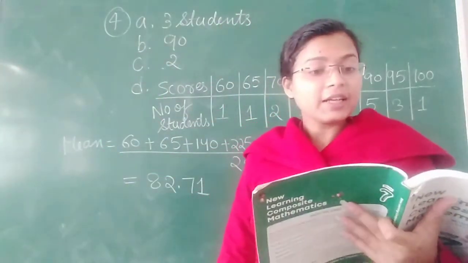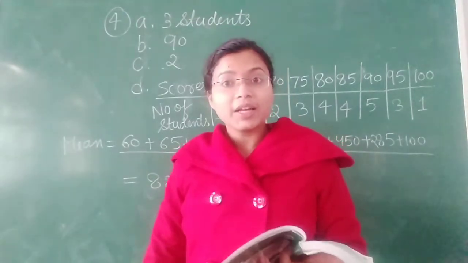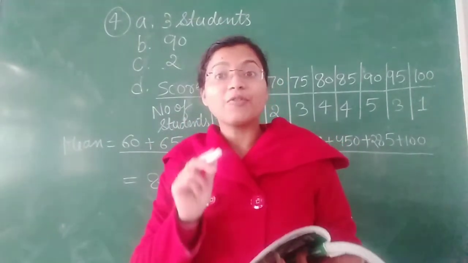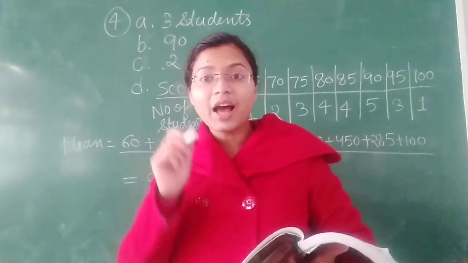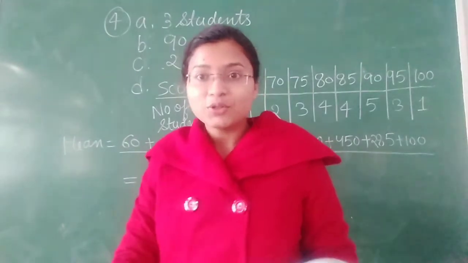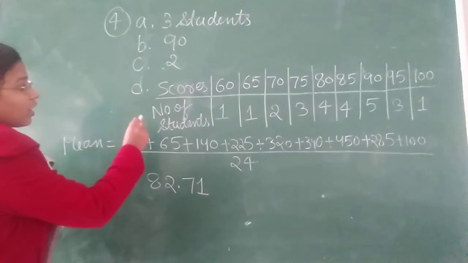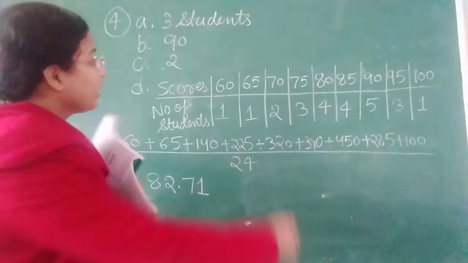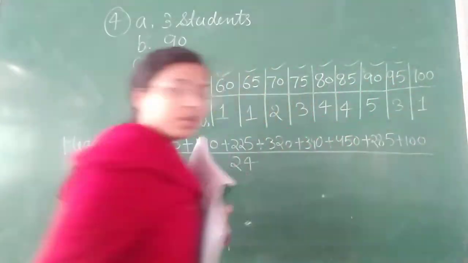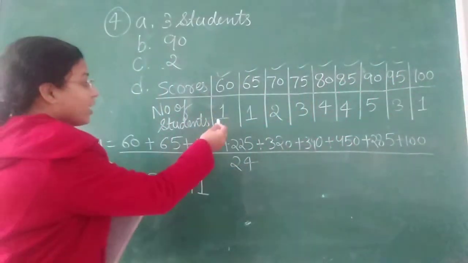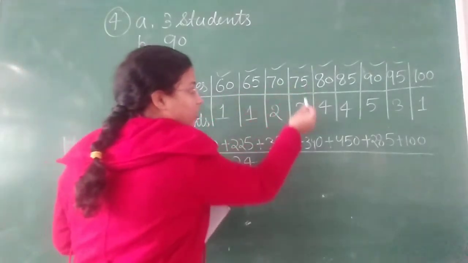In the next question, it is asking you to draw a frequency distribution. In exercise 15A, we have already studied how to make a frequency distribution and how to find its mean. For the frequency distribution, you have to write down the scores and the number of students. It is already given in your graph, and you have to write down how many students got each mark.